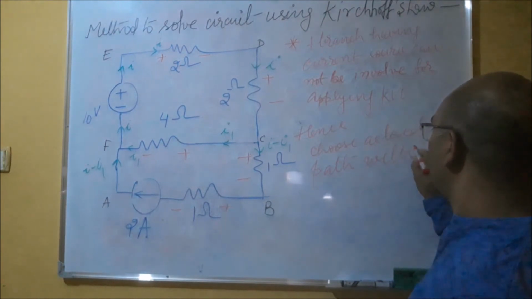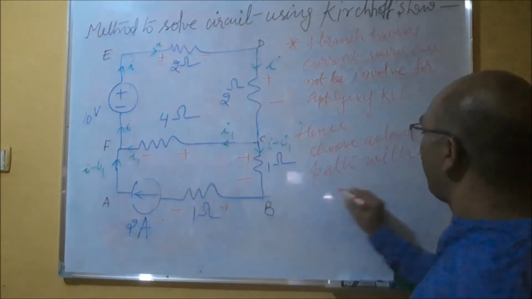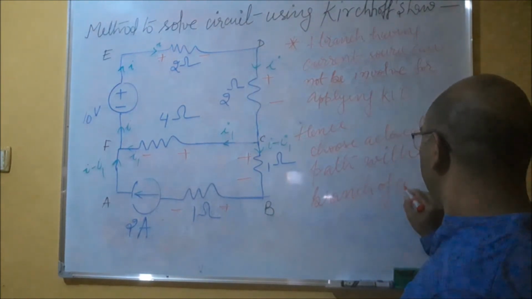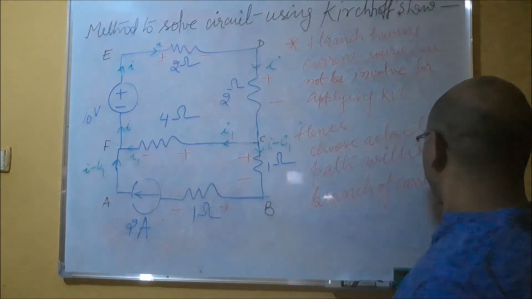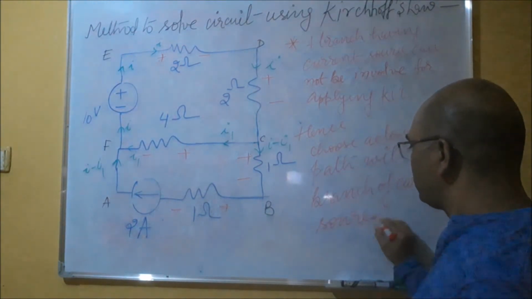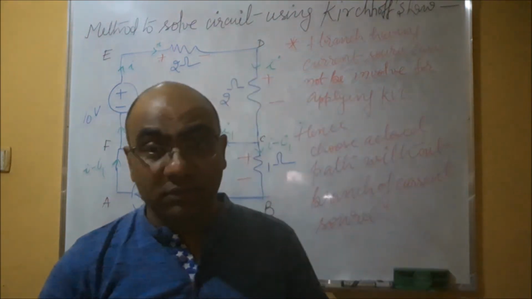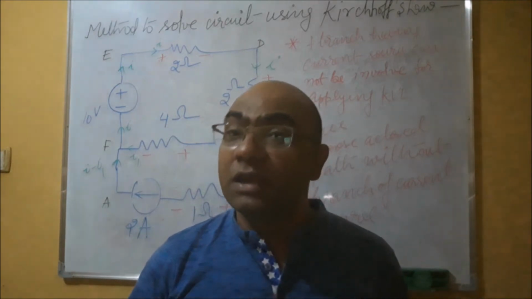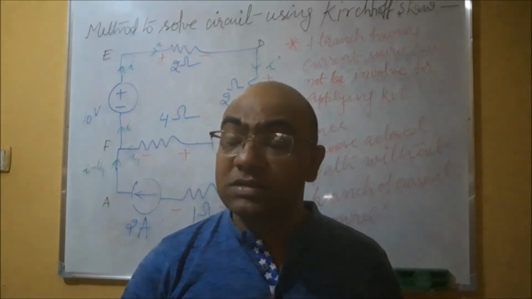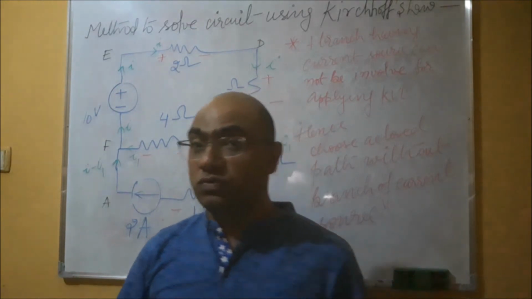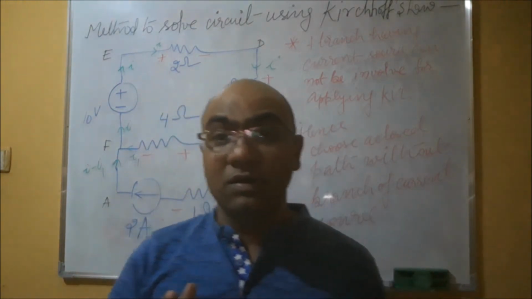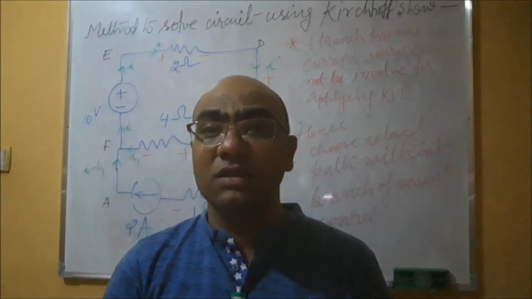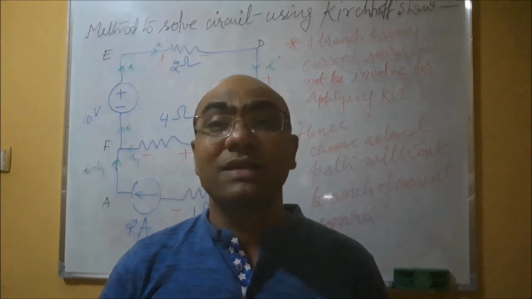So this is very important, that whenever you are solving a problem using KVL and KCL in a circuit which has a current source, you must keep in your mind that you cannot use any such branch for applying KVL which has a current source.